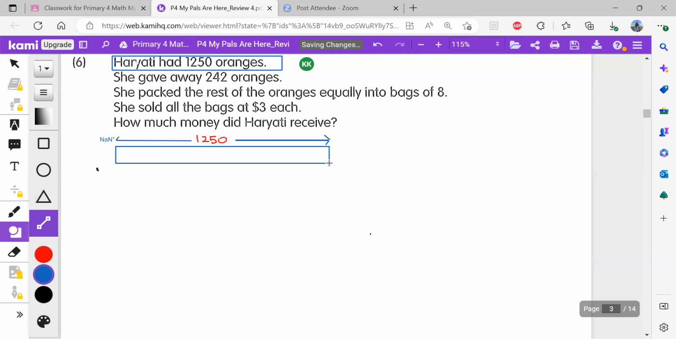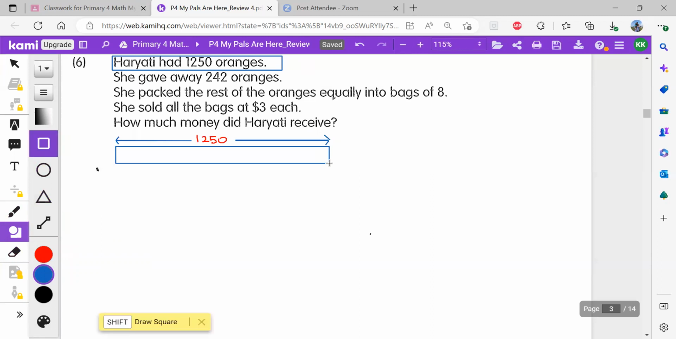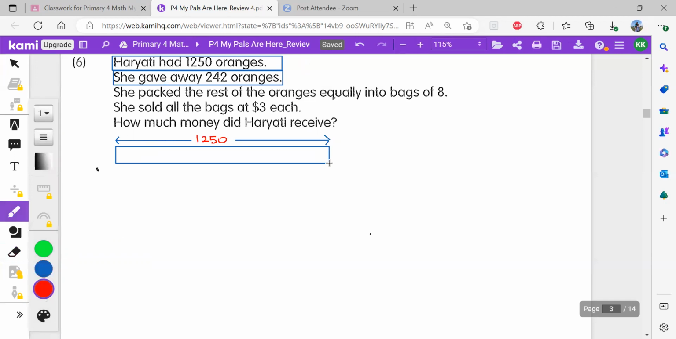Okay, so that's it. And she gave away 242 oranges. So out of these oranges, she gave away 242. I'm going to strike off a little bit, bearing in mind that when I strike off, I can still see the number written inside. I have to strike off, so color the whole thing and you cannot see a number. Then she packed the rest of the oranges equally into 8 bags.